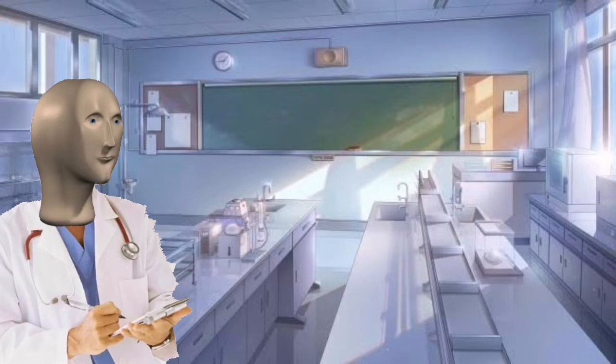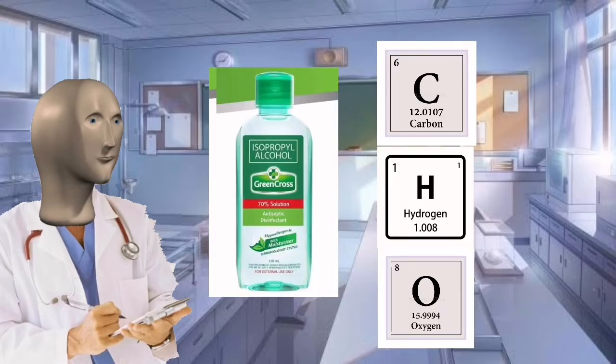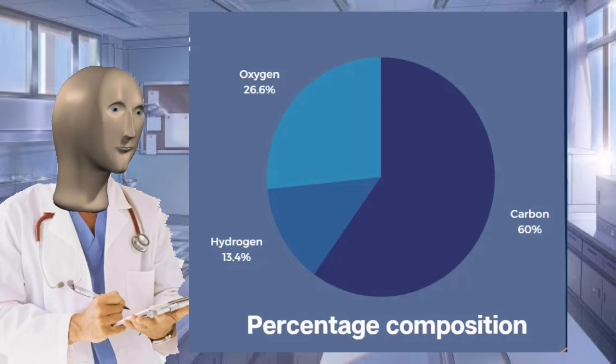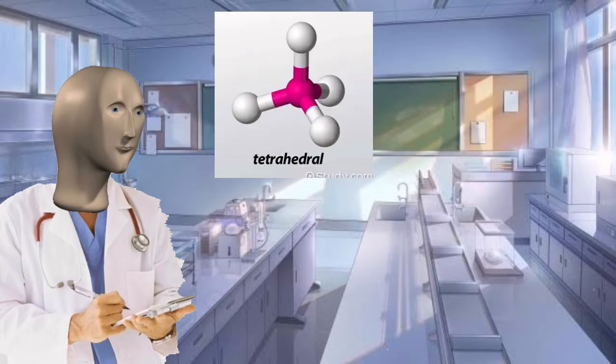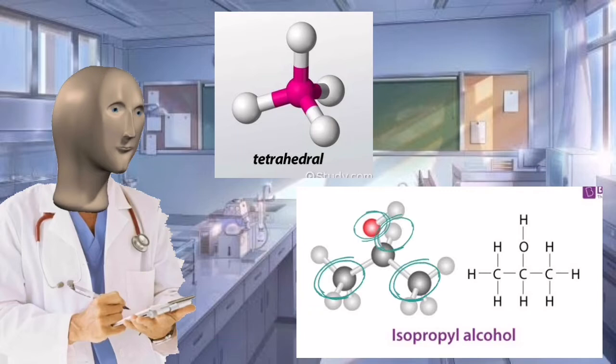Chemically, the elements that make up our isopropyl alcohol are carbon, hydrogen, and oxygen, with a chemical formula of C3H8O. In terms of percentage composition, isopropyl alcohol is 60% carbon, 26.6% oxygen, and 13.4% hydrogen. If you looked at how these elements are assembled, you'd see it is in a tetrahedral shape. This is the molecular geometry of isopropyl alcohol. Tetrahedral meaning it is a polyhedral with 4 faces.